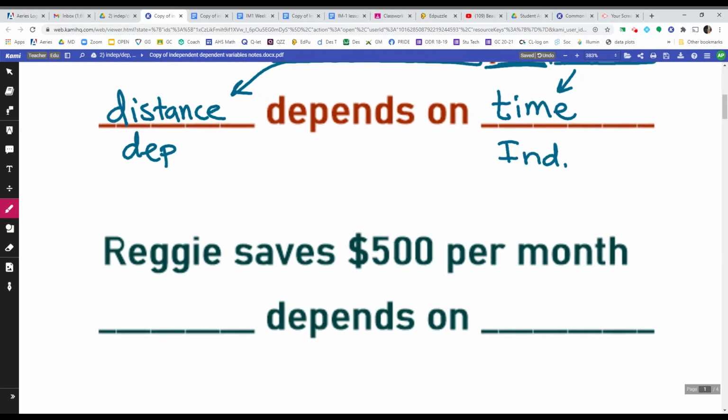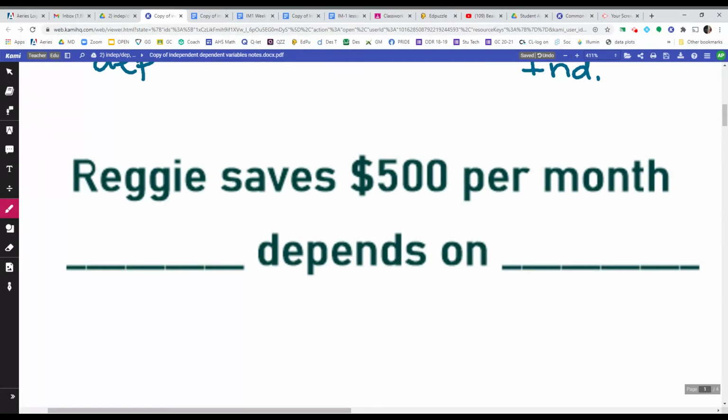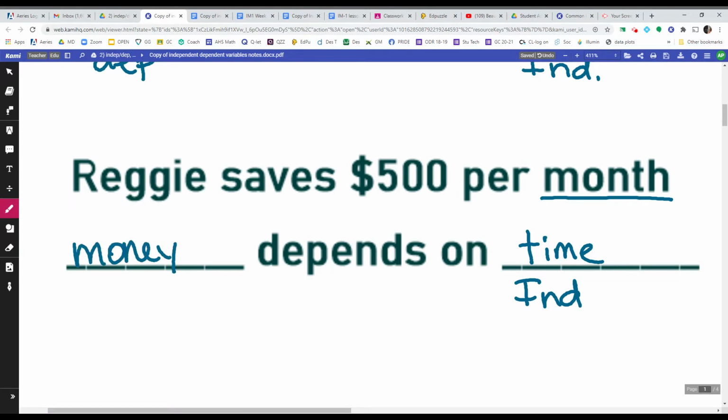Let's try another one. Reggie saves $500 a month. Well, what comes first? Does the month have to end for him to save the money, or does he have to save the money for the month to end? This one is the boss. The month has to come first. So that's going to be your independent, right? Independent is afterwards. Time. The money he saves, money saved, depends on how much time or how many months he spends saving money.